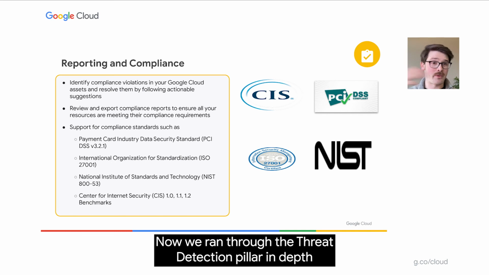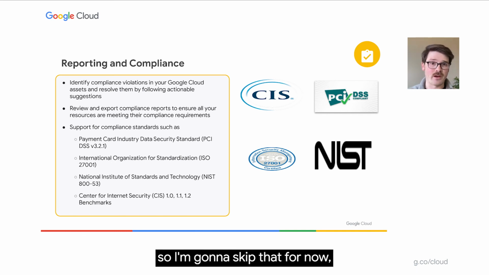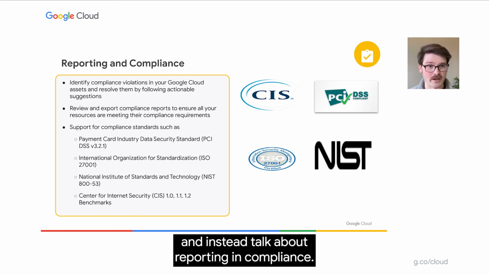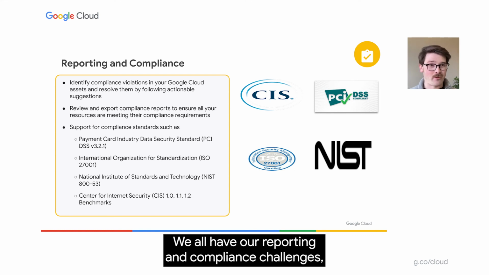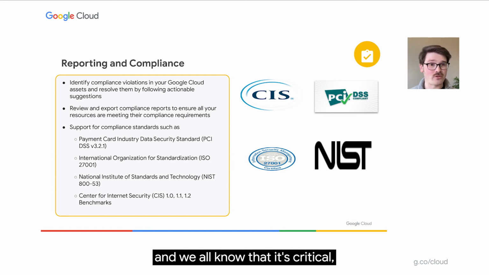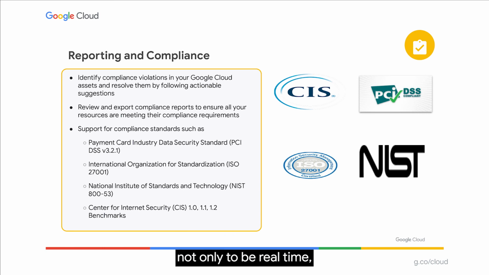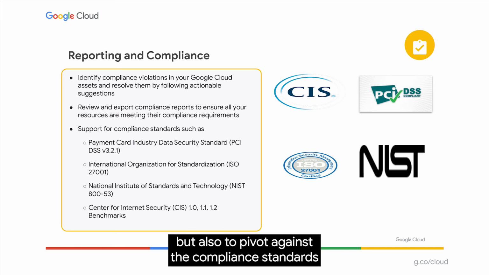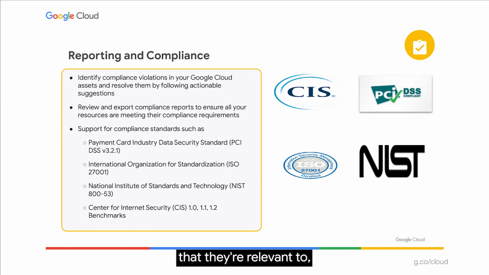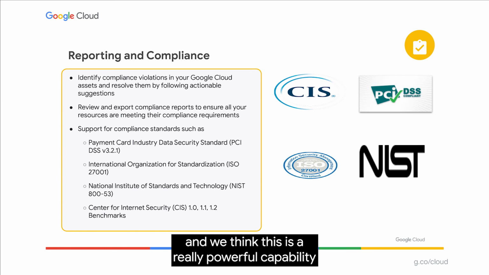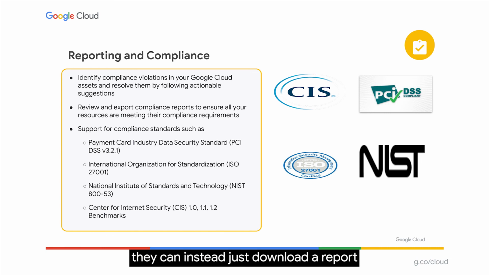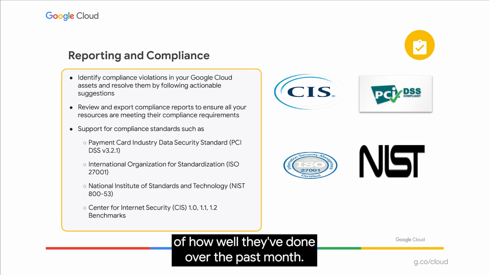Now, we ran through the threat detection pillar in depth, so I'm going to skip that for now and instead talk about reporting and compliance. We all have our reporting and compliance challenges, and we all know that it's critical that we be able to show to our auditors what we're doing is meaningful and valuable. And so to that end, we've built our finding types not only to be real time, but also to pivot against the compliance standards that they're relevant to. And we think this is a really powerful capability. Users love that they don't need to go through and do checklist compliance. They can instead just download a report of how well they've done over the past month.